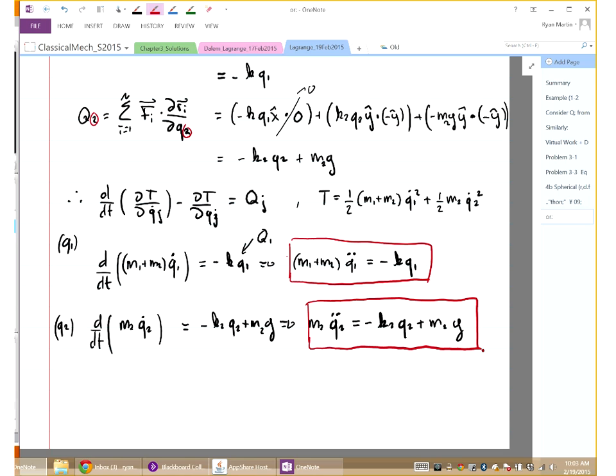So procedurally, problem 3.7 is exactly the same. You have to do the same steps of identifying the forces and everything. And in this case, there will be only 2 degrees of freedom, and you can use, for example, r and theta or something like that.